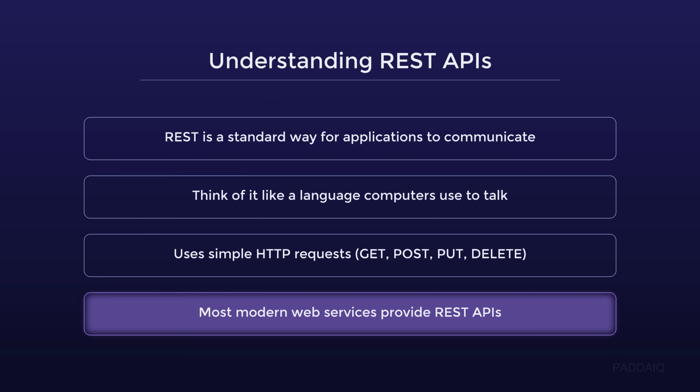Most modern web services provide REST APIs. This means they offer a standard way for applications to communicate over the internet using simple web addresses and common commands. For instance, a weather app uses a REST API to fetch the latest forecast from a remote server. This standardized approach is fundamental to how modern applications connect and share data.